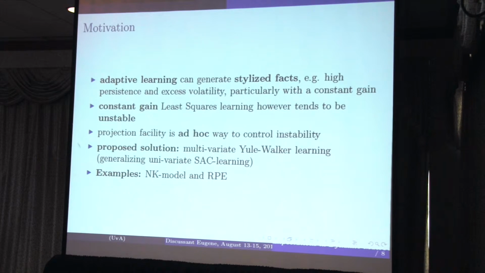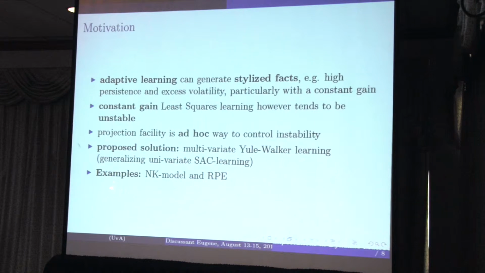So the motivation for this paper is that adaptive learning generates stylized facts, especially when you work with constant gain parameters. But constant gain least squares learning tends to be unstable. Often the projection facility is used, but that's an ad hoc way to control this instability. And this paper proposes a solution, the multivariate Yule-Walker learning.